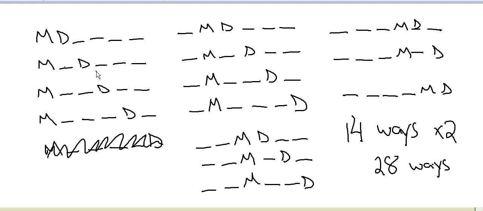Okay? I hope that makes sense. That with each one of these positions, I can actually flip mom and dad. So you can get 2 positions out of this one, 2 positions out of this one, and so on. So you get a total of 28 positions for mom and dad.